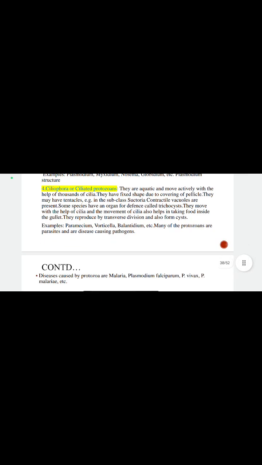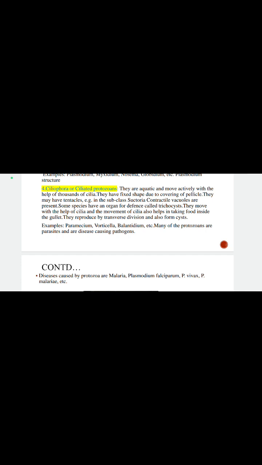Ciliophora, or ciliated protozoan. They are aquatic and move actively with the help of thousands of cilia. They have a fixed shape due to the covering of pellicle. They may have tentacles. In the subclass Suctoria, contractile vacuoles are present. Some species have an organ for defense called trichocysts. Trichocysts are used for defense.